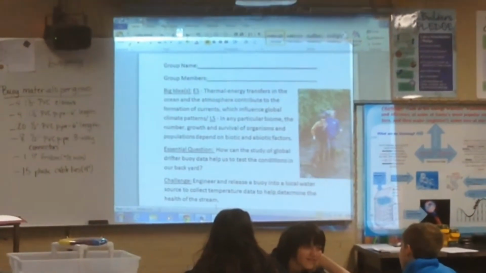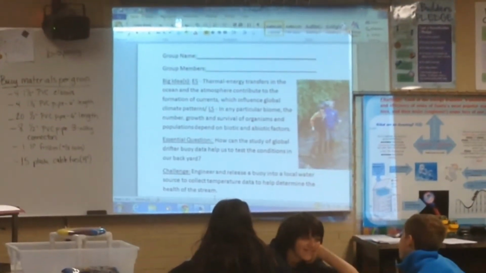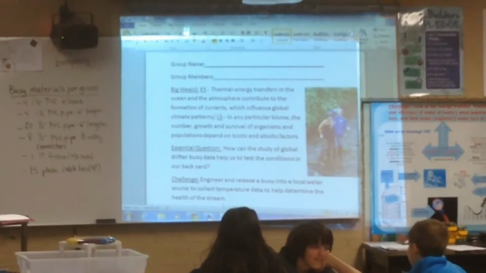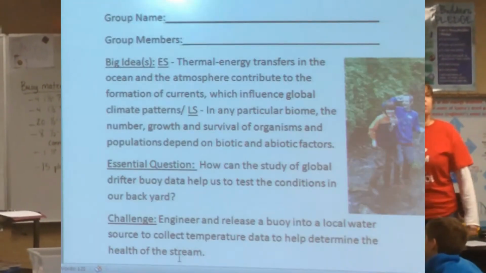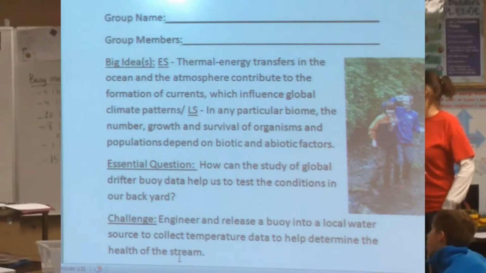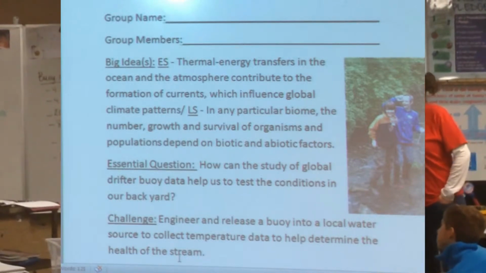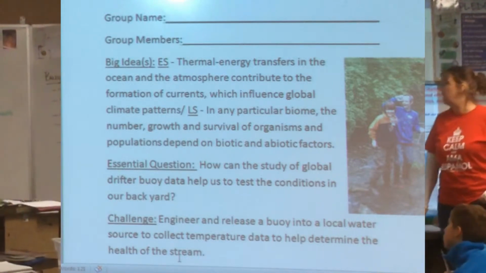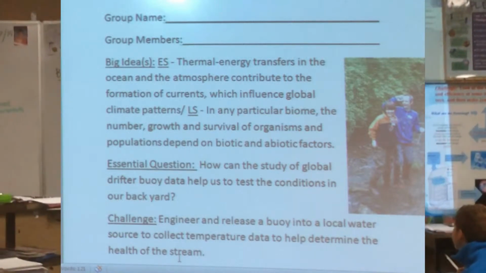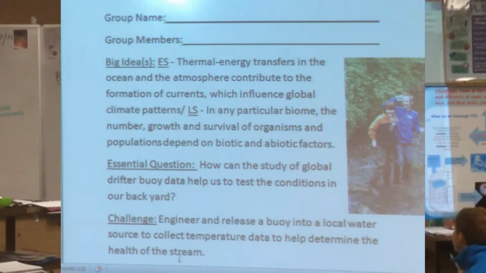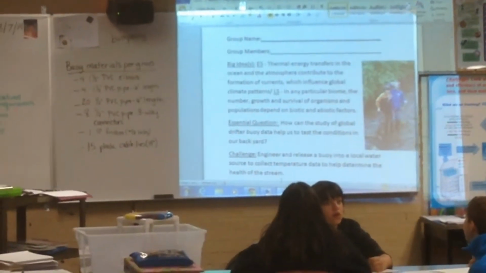Now we're going to take what we learned about that through the buoys and looking at currents, and go into the new big idea, which is a life science idea, and it has to do with what we're doing with Mill Creek and looking at the ecosystem. In any particular biome, the number, growth, and survival of organisms and populations depend on biotic and abiotic factors. That's one thing we're looking at. That's what we do with Mill Creek. We want to see how healthy that stream is.